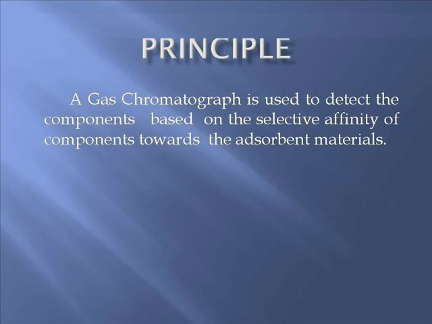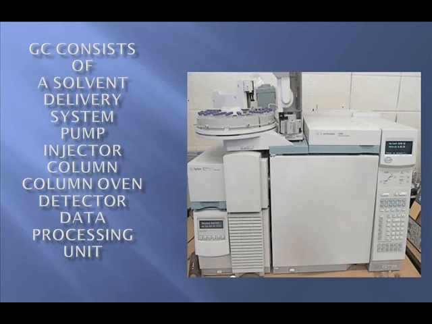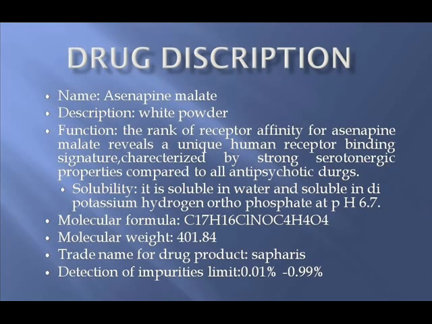The main principle of GC is that it is used to detect the components based on the selective affinity of components towards the adsorbed materials. The GC unit consists of a solvent delivery system and pump, injector, column oven, detector, and data processing unit.